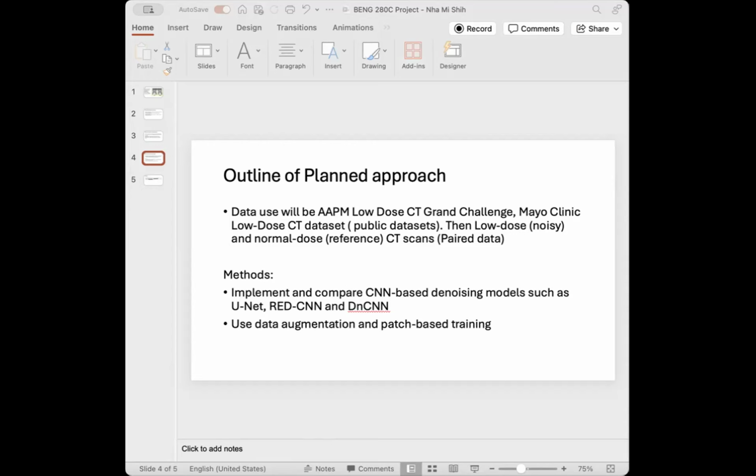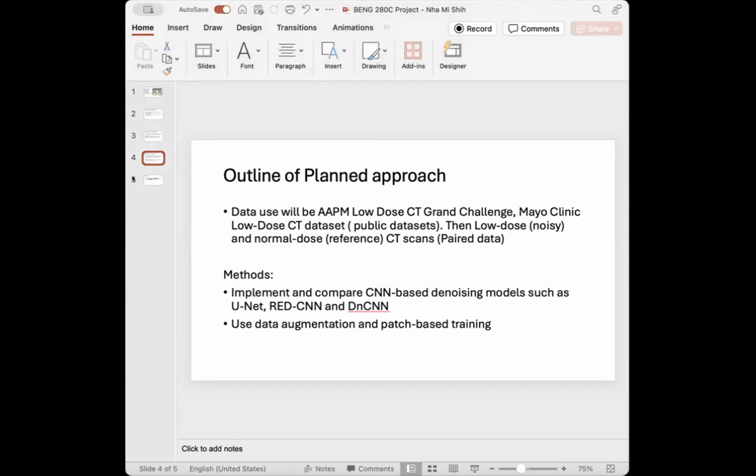And then the ultimate goal is to identify which CNN architecture offers the best trade-off between noise suppression and preserving the anatomic structure of the image. And this has direct clinical impact by reducing the need for repeat scans, enabling safer imaging protocols, and improving diagnostic confidence. In summary, for me, CNN-based denoising holds great promise for improving medical image quality and patient outcomes. And this study aims to compare and validate the methods in a meaningful way.